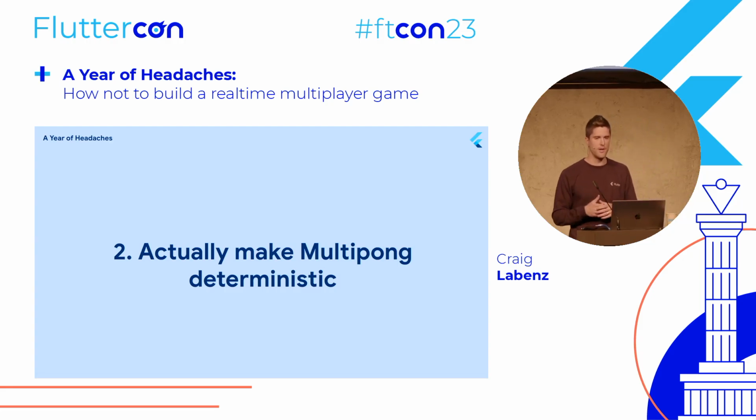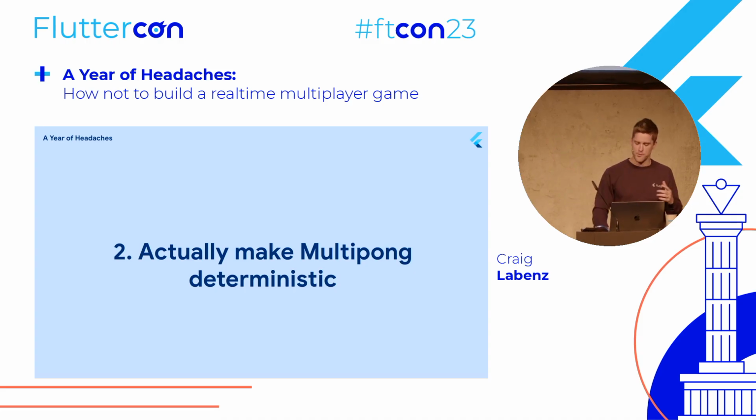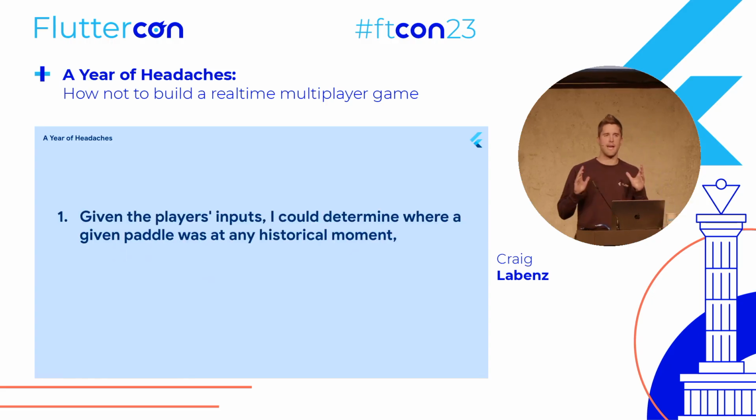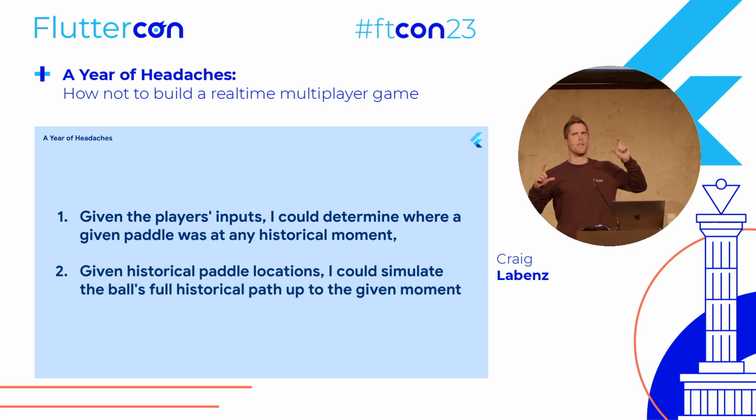That was idea 2. And there were 2 truisms around determinism that occurred to me at this point that were going to make this actually a thing, once and for all. And the first one was that given the player's inputs, I should always be able to calculate where a paddle was at any historical moment. And then the second idea was that as long as I can calculate where the paddle was at any historical moment, I should be able to track the ball's full historical path from the start of the point to the current moment in time. And this changed everything.